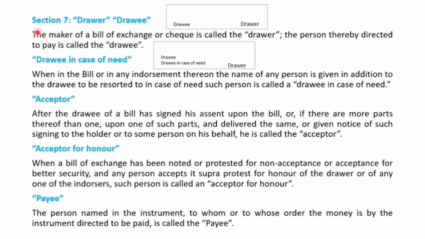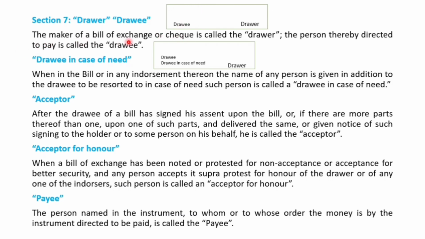The next very important section is section 7. It provides about the various parties to the negotiable instrument. The maker of a bill of exchange or check is called the drawer. So in case of bill of exchange and check, there are 3 parties. The first one is the drawer, who makes the bill of exchange or the check, and the second person is the payee. The payee is the person to whom the amount is to be paid. And the other person is the drawee. The person who is directed by the drawer to pay a certain amount to the payee is said to be the drawee.